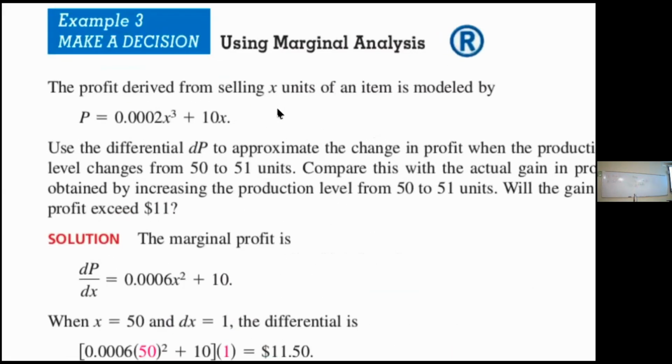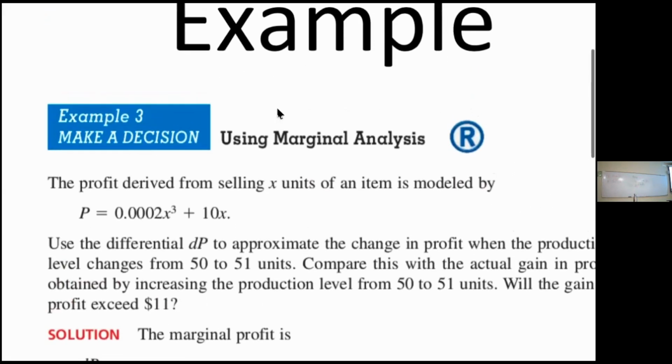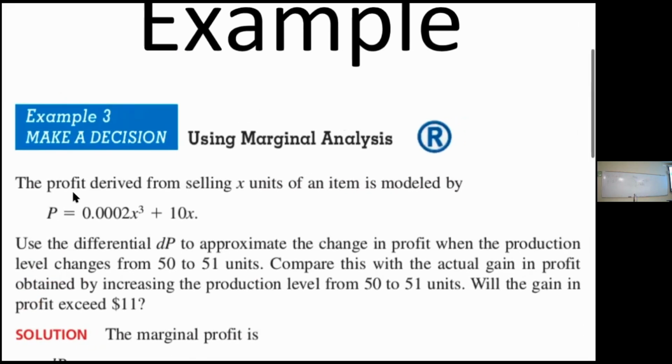Some more on marginal analysis. Let's say we have a profit from selling X number of units, and we want to work out what the marginal analysis is for profit. So we want to find out the P sum. What are we going to do here? How are we going to solve this problem? We want to approximate the change in profit using dP. And then we want to compare it to delta P.